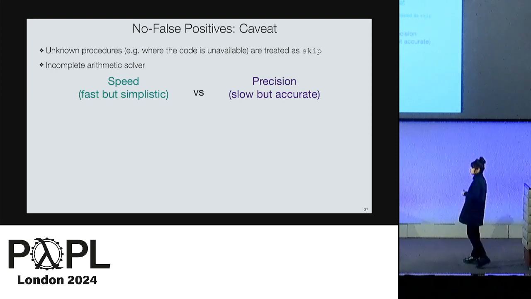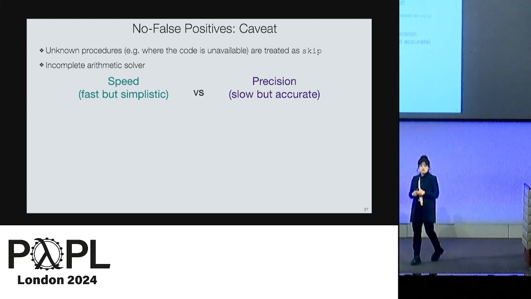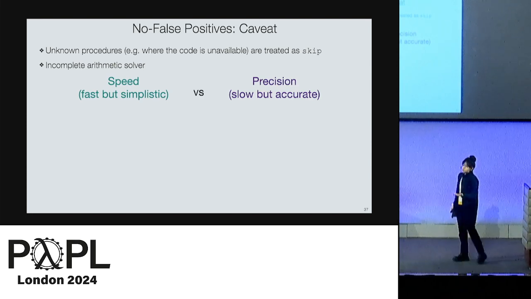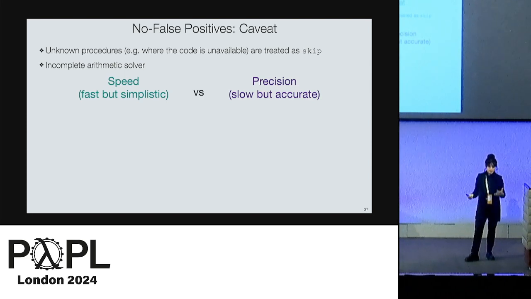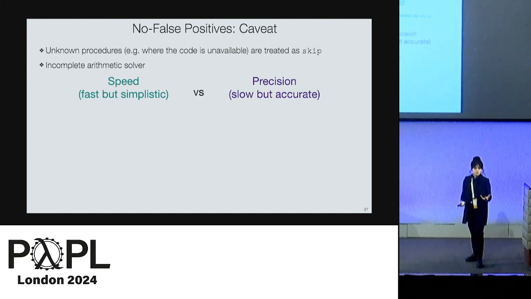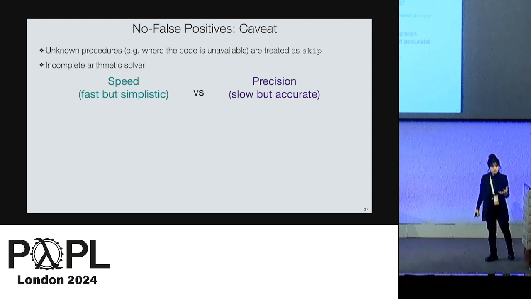And as you know, this is in general orthogonal to over versus under approximation. When it comes to arithmetic solvers, any solvers in general, we have two competing desiderata. We want them to be fast, and we want them to be accurate. And they're usually one or the other or somewhere in between. Right? They're either fast and simplistic or slow but accurate.